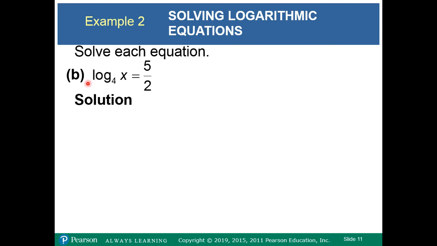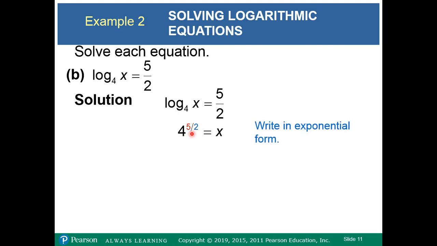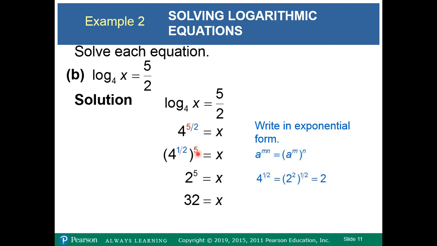Okay, now what about this one? To solve this one, we're saying 4 raised to this power equals x. So all we have to do is write it in exponential form: 4 raised to the 5/2 power. So this will be 2 to the 5th, which will give us 32.